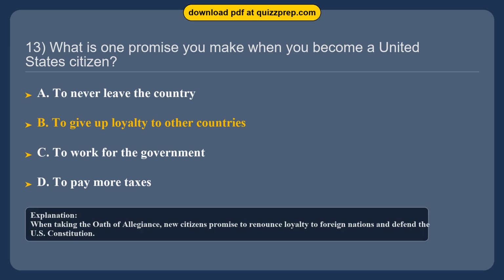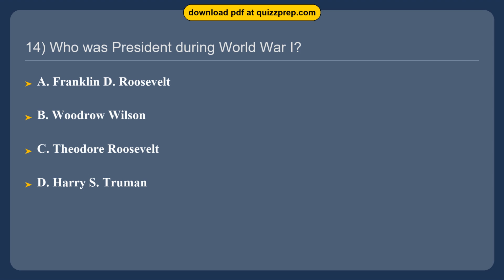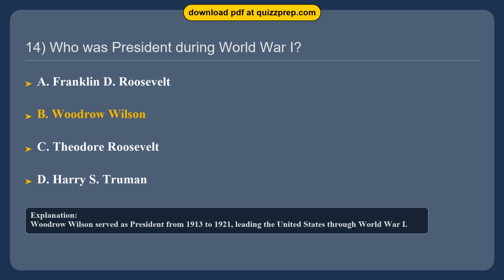When taking the oath of allegiance, new citizens promise to renounce loyalty to foreign nations and defend the U.S. Constitution. Question 14. Who was president during World War I? Option A. Franklin D. Roosevelt. Option B. Woodrow Wilson. Option C. Theodore Roosevelt. Option D. Harry S. Truman. The correct answer is option B. Woodrow Wilson. Woodrow Wilson served as president from 1913 to 1921, leading the United States through World War I.